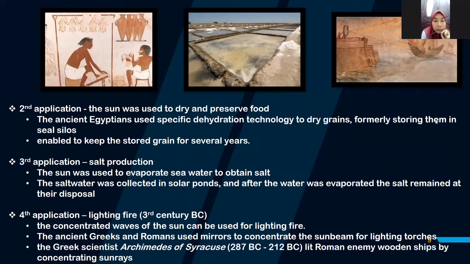And the fourth application is lighting fire. In the third century BC, the concentrated rays of the sun could be used for lighting fire. The ancient Greeks and Romans used mirrors to concentrate the sunbeam for lighting torches. The Greek scientist Archimedes of Syracuse burned a Roman enemy wooden ship by concentrating sun rays. Next.